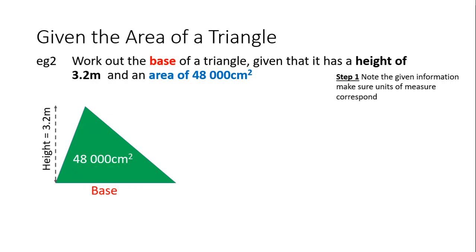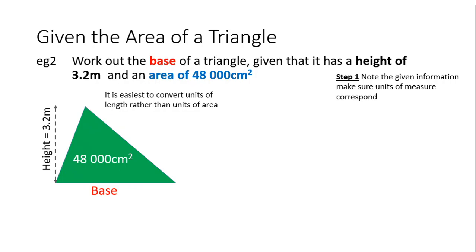Make sure that the units of measure correspond. And this time they don't. 3.2 meters is in a different unit of measure from the area 48,000 centimeters squared. So I need to do a conversion here. It's a lot easier to convert lengths rather than areas.